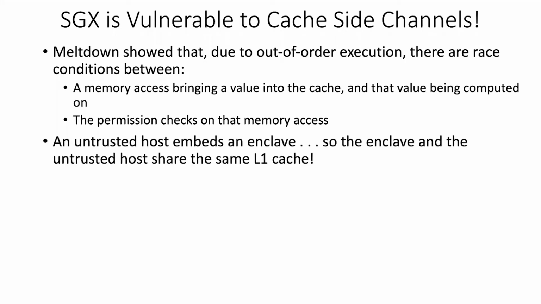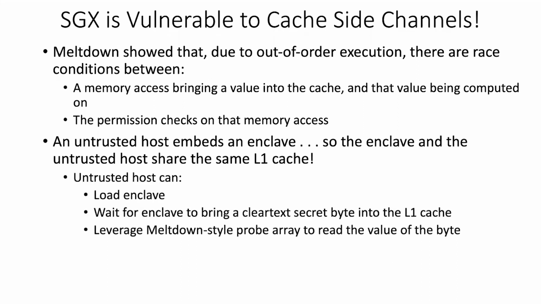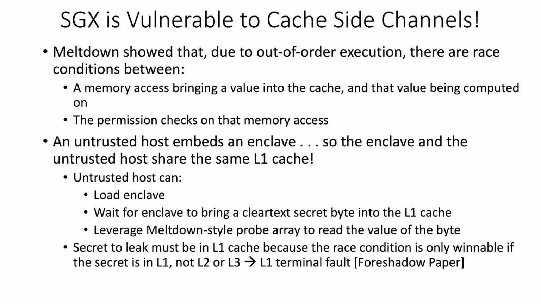Now, if you look at SGX, an untrusted host embeds an enclave within its address space. So the untrusted host and the enclave share the L1 cache. The untrusted host can load an enclave and wait for it to bring a clear text secret into the L1 cache, and then leverage, again, a Meltdown-style attack to leak those secrets. And this is exactly what we saw in the Foreshadow attack, where the L1 terminal fault was the underlying cause for all the secrets that were brought to the L1 cache being leaked to non-enclave code. I would recommend that you read the Foreshadow paper for more details.